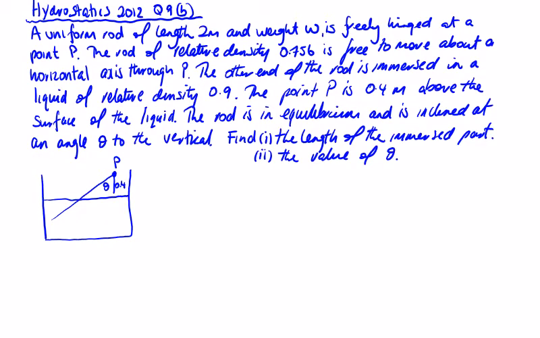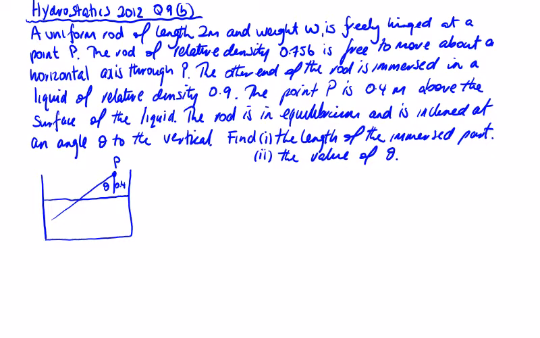Hydrostatics 2012 question 9 part B. A uniform rod of length 2 meters and weight W is freely hinged at a point P. The rod, of relative density 0.756, is free to move about a horizontal axis through the point P. The other end of the rod is immersed in a liquid of relative density 0.9.